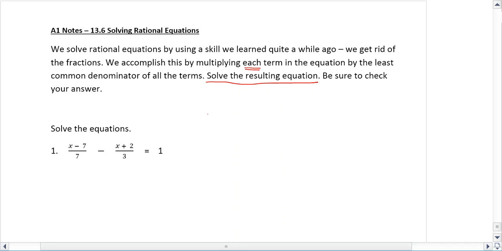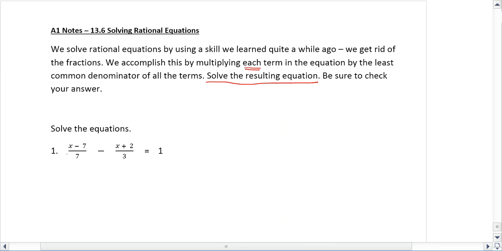And then we want to check our answers because sometimes we can come into problems with our denominators. Remember, we can never divide by 0. So if we get an answer that makes a denominator 0, that's a no-go.